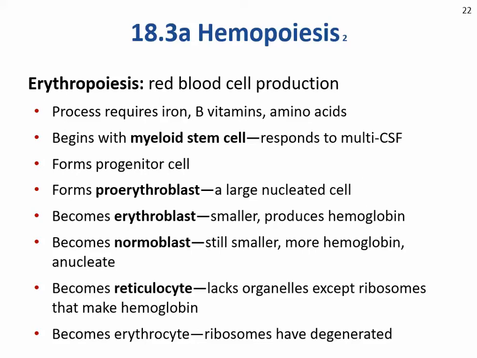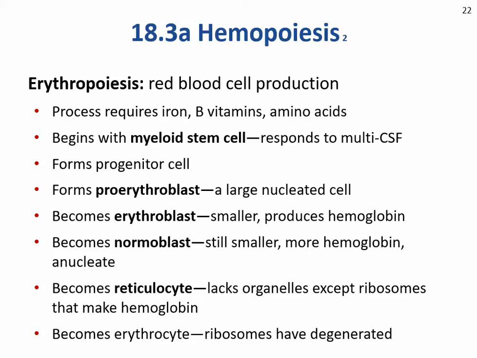Now, the difference between an erythroblast and a normoblast is that we get rid of the nucleus. Literally, the nucleus, after we have made the messenger RNA, becomes redundant. It's just taking up space that can be used for hemoglobin. So the body gets rid of it. So the difference is that we've ejected the nucleus. It becomes anucleate. And we're making more and more hemoglobin.